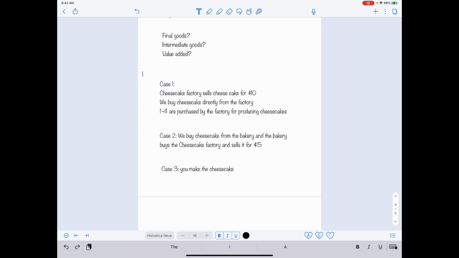I hope that you now feel comfortable with these three terms: final goods, intermediate goods, and the value added. If you don't feel comfortable about these three terms, you need to go back and read the notes or the textbook, or watch the video again to make sure that you understand these three terms, and then we can move on to talk about the next topic, which is about the details for computing the GDP.